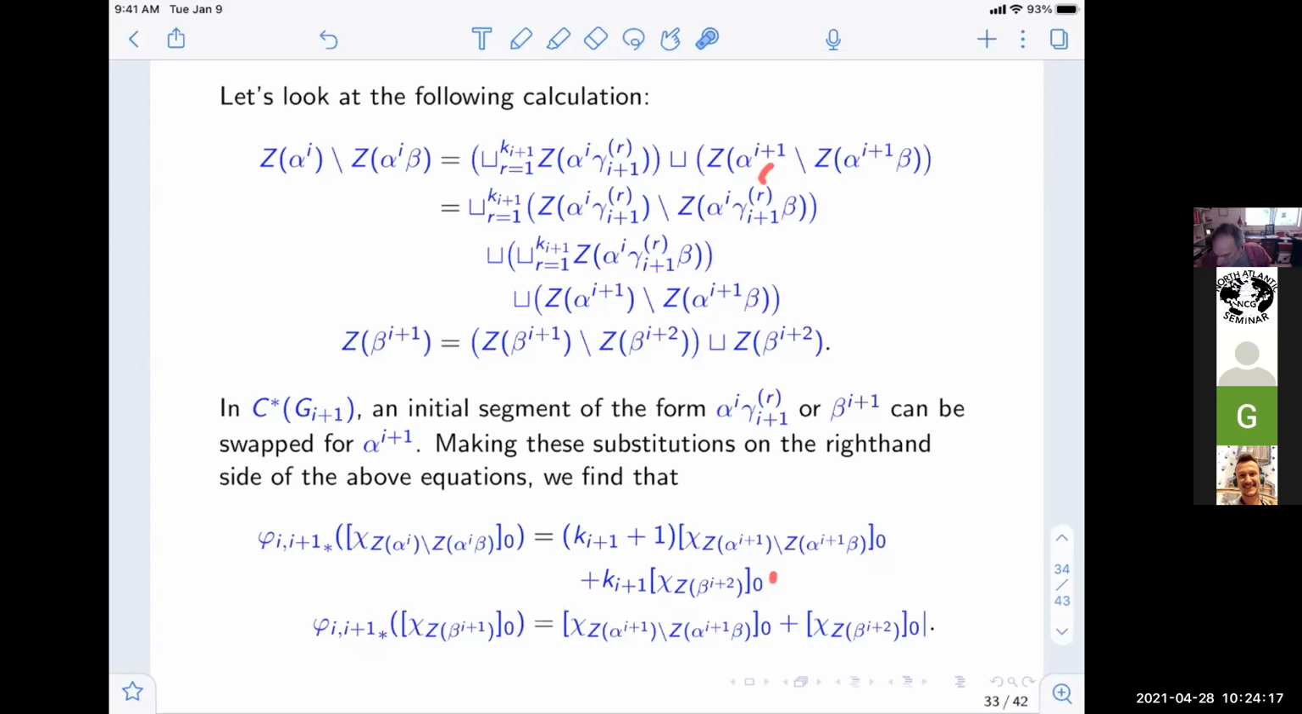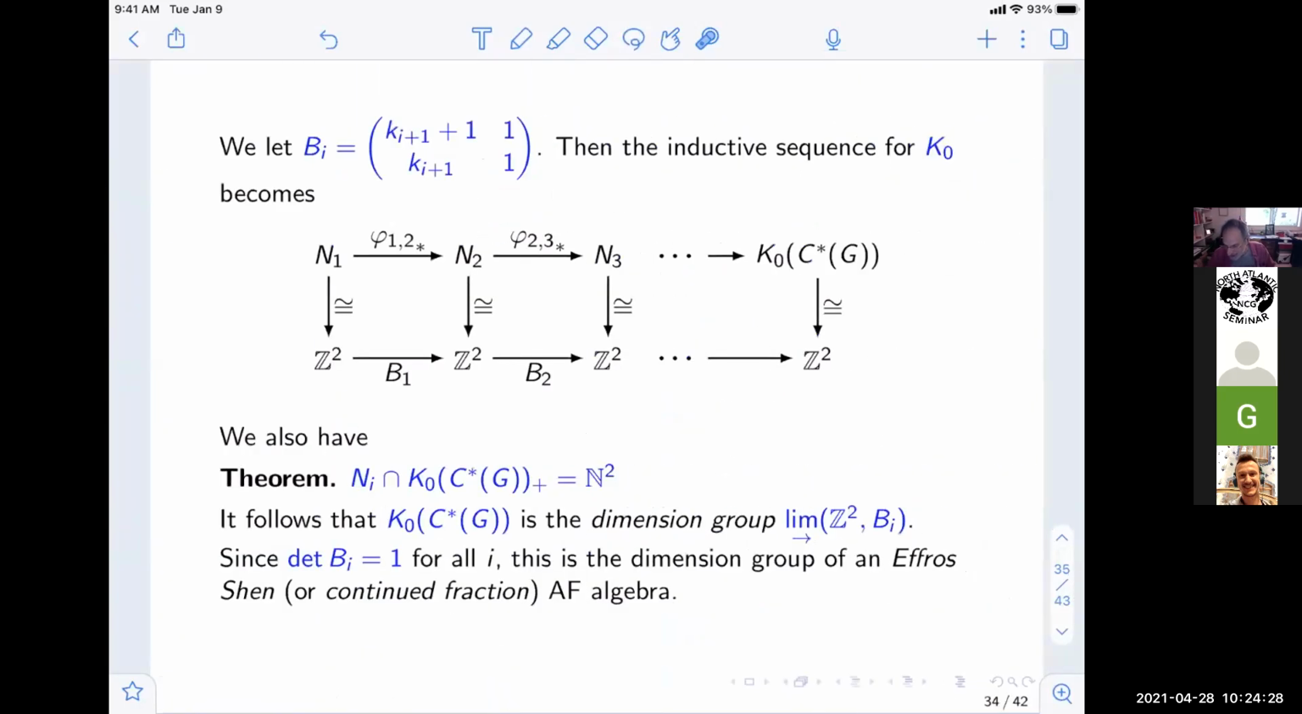So these formulas tell us how those generators of K0 push forward into the next K0 group. And the summary is that this matrix B sub I, built from Ki plus 1 this way, tells us how that happens. And so here I've summarized this in this diagram.